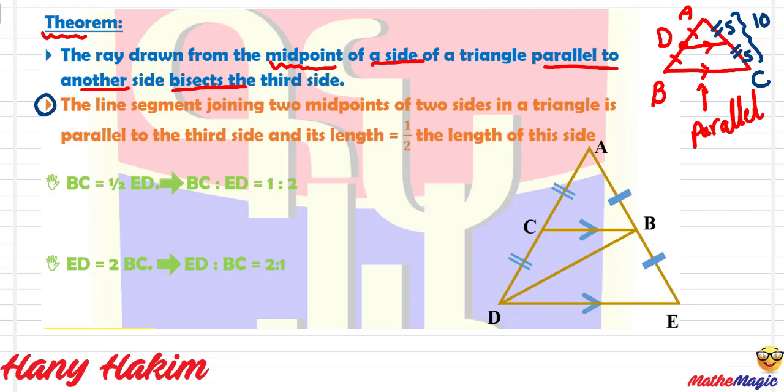Another point. The line segment joining the two midpoints of two sides in a triangle is parallel to the third and its length equals half the length of that side.